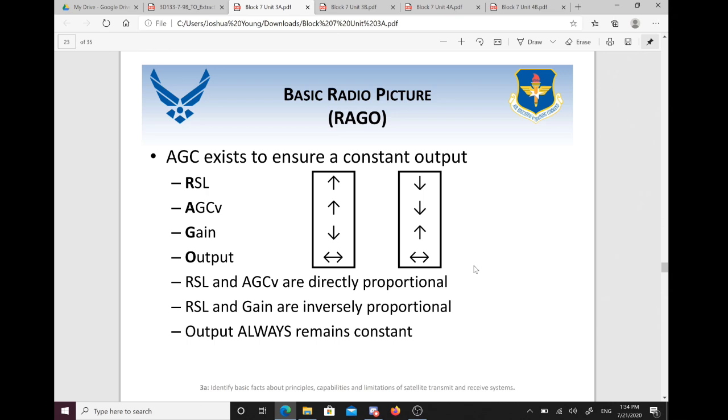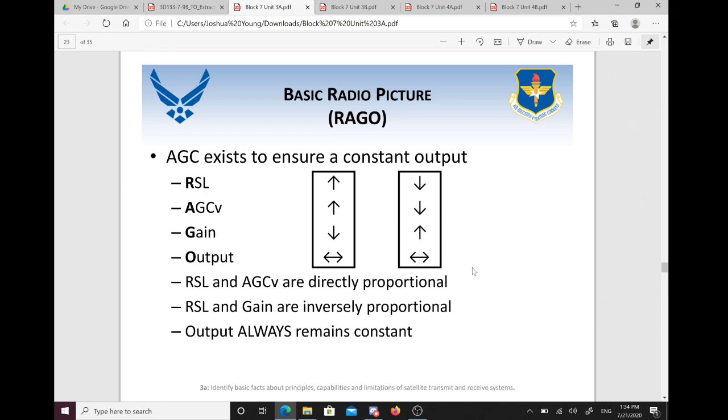Your receive signal level and your automatic gain control voltage are always going to be directly proportional, whereas your receive signal level and gain will be inversely proportional. And this is because we want to make sure that our output always remains constant. So these are all related to each other in the way that they are to make sure that, lastly, our output is always the same.